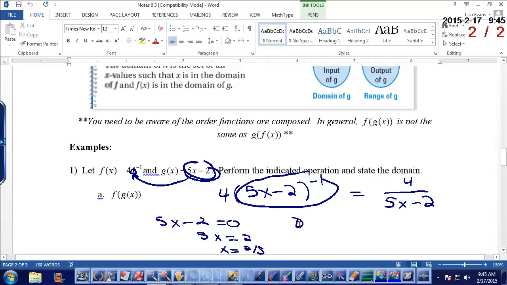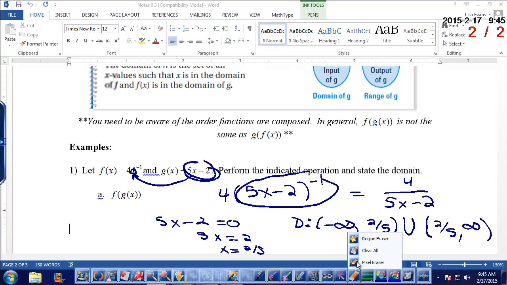So here's how we need to write the domain. It can be negative numbers all the way to 2/5. It cannot equal 2/5, so we're going to use parentheses, but it can be a number greater than 2/5 all the way to positive infinity. Take a look: I have parentheses, not brackets, because if it equals 2/5, I will have a denominator of 0.